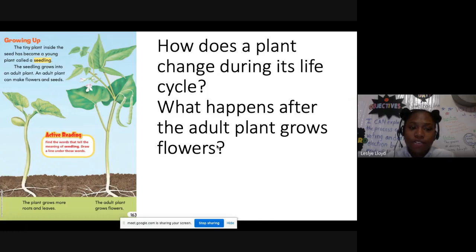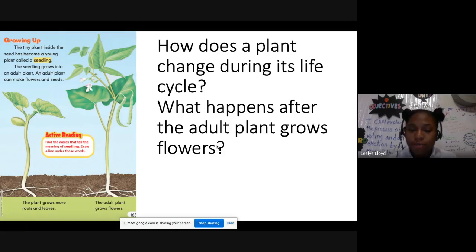All right, Ms. Lloyd is reading from the textbook. Growing up, the tiny plant inside the seed has become a young plant called a seedling. The seedling grows into an adult plant. An adult plant can make flowers and seeds. Our active reading strategy in the yellow box says find the words that tell the meaning of seedling. Draw a line under those words. We also have a picture on this page, and in the green box under the picture, it says the plant grows more roots and leaves. The adult plant grows flowers.